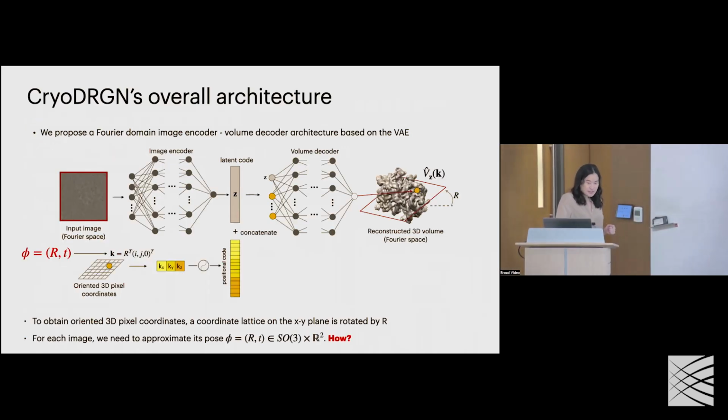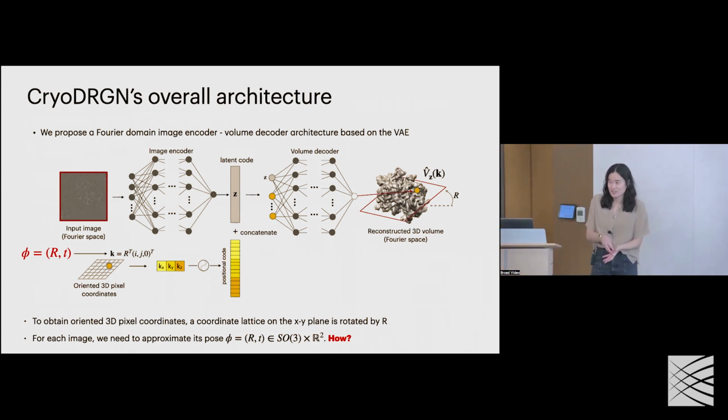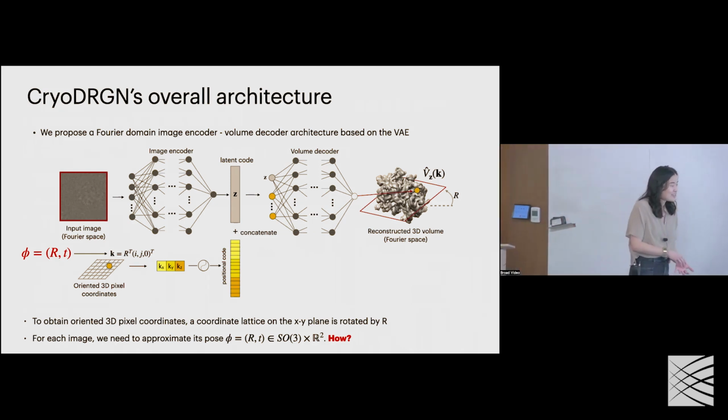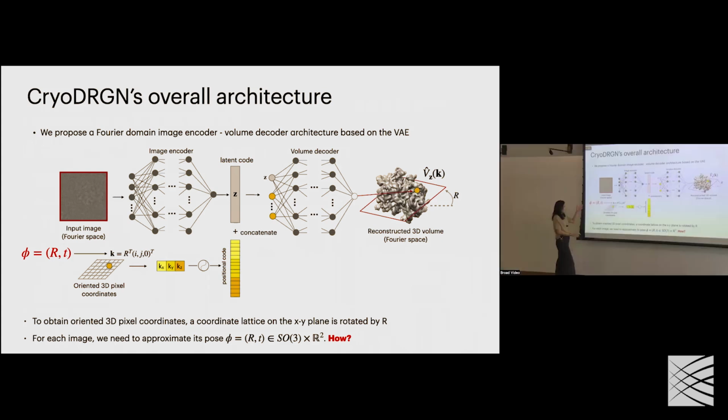Okay, so I think it was great to get in the primer a deep dive into this pose estimation problem, because it's actually very interesting and very engineering intensive and usually just completely skipped over. But to obtain this rendered slice by the Fourier slice theorem, you need to know the orientation of that slice. So we have this pose, which is a tuple of the rotation and a 2D translation. So we need some model, or some approach, to approximate the pose. How do we do this?